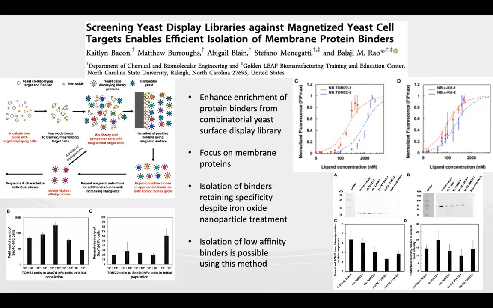Using this method, they are able to isolate positive clones using a magnetic surface, and then expand those clones in the media to do further mutagenesis and further downstream characterize those individual clones.